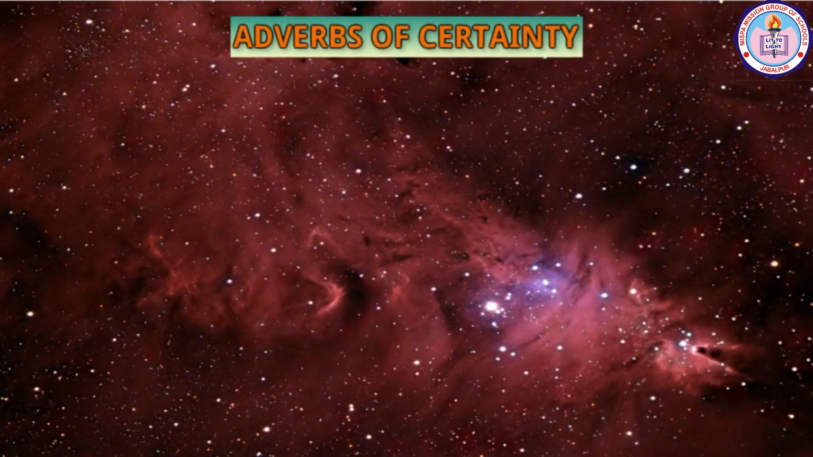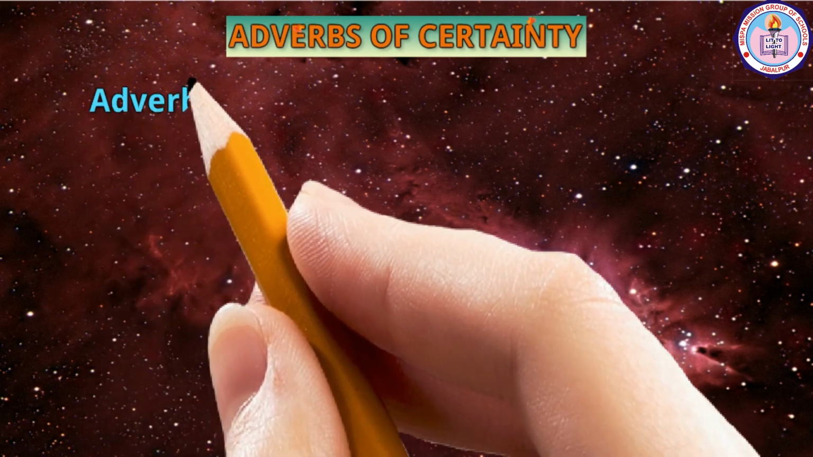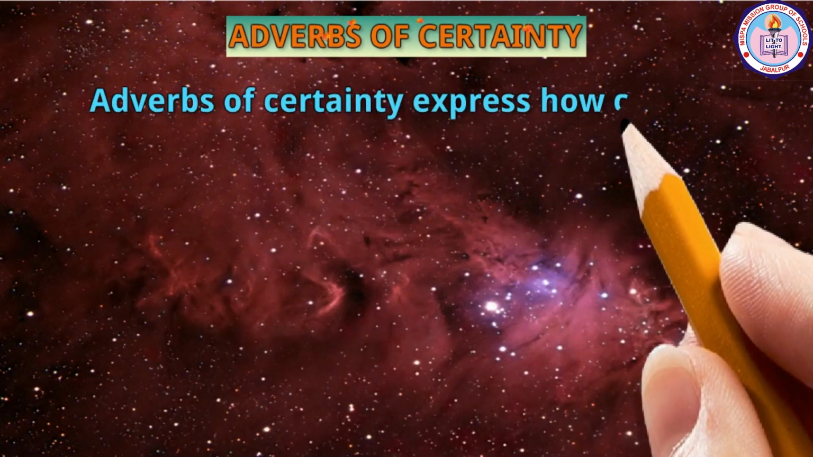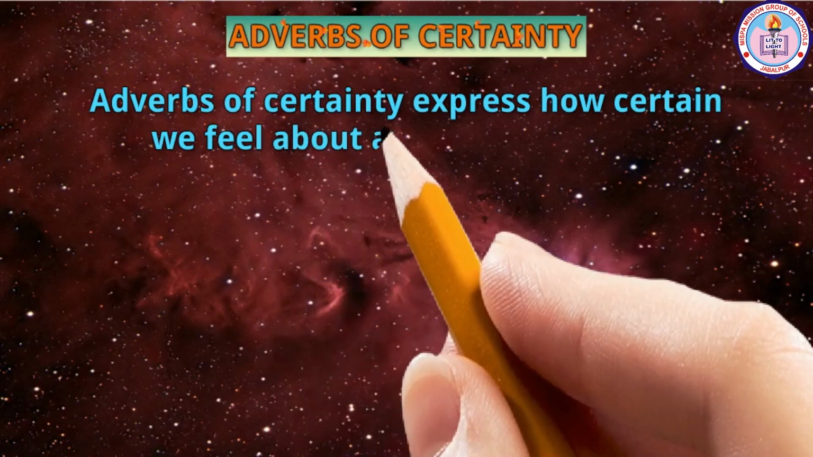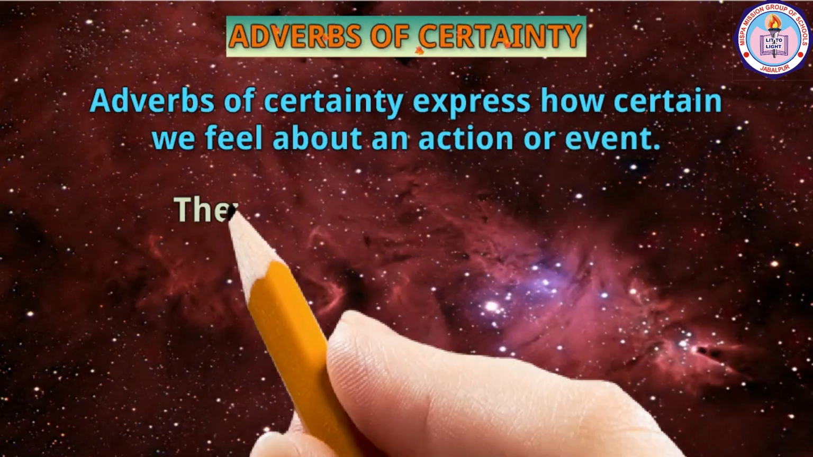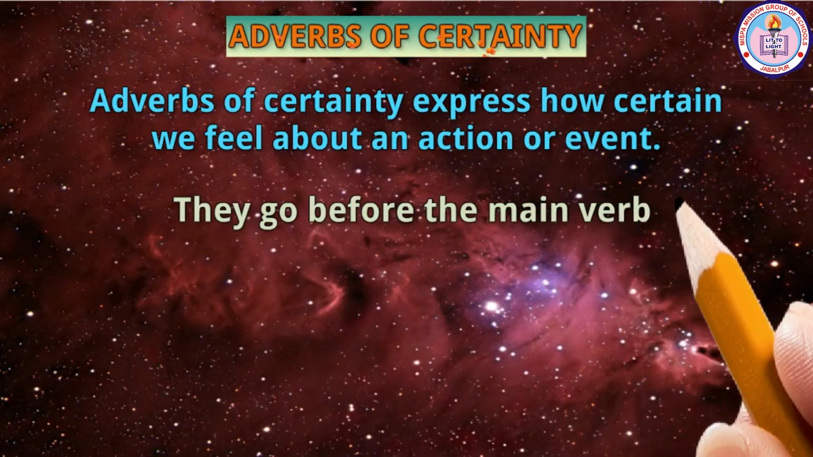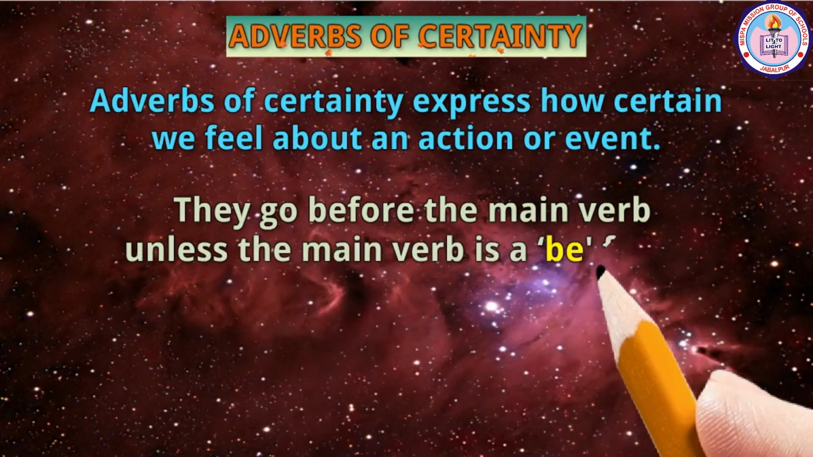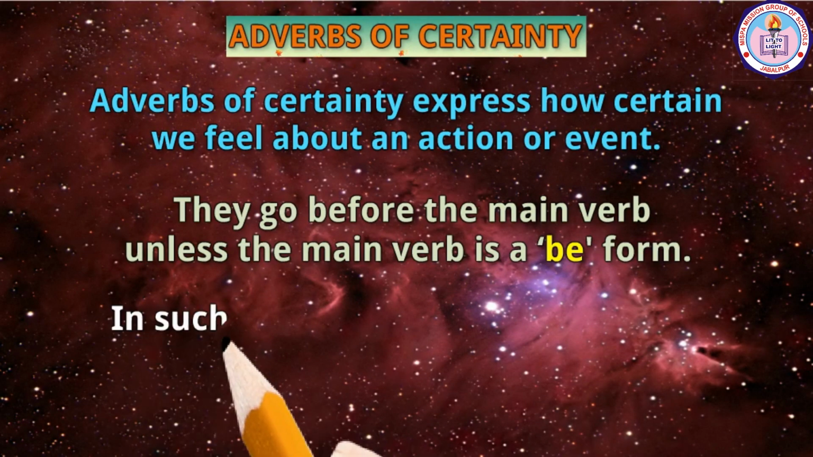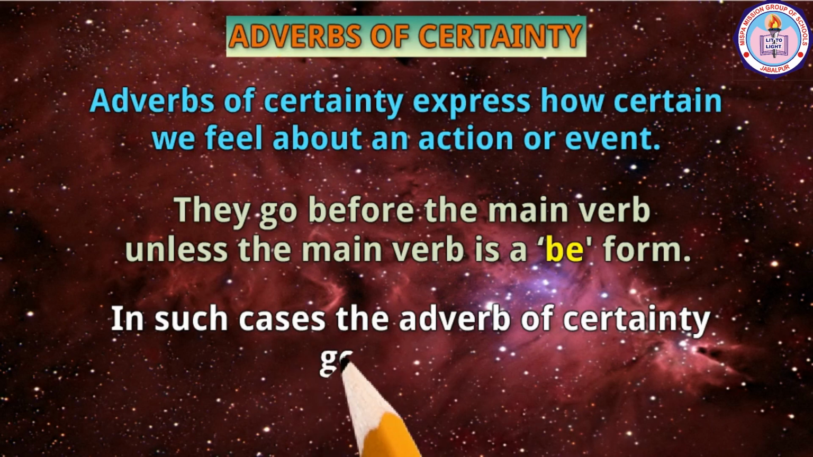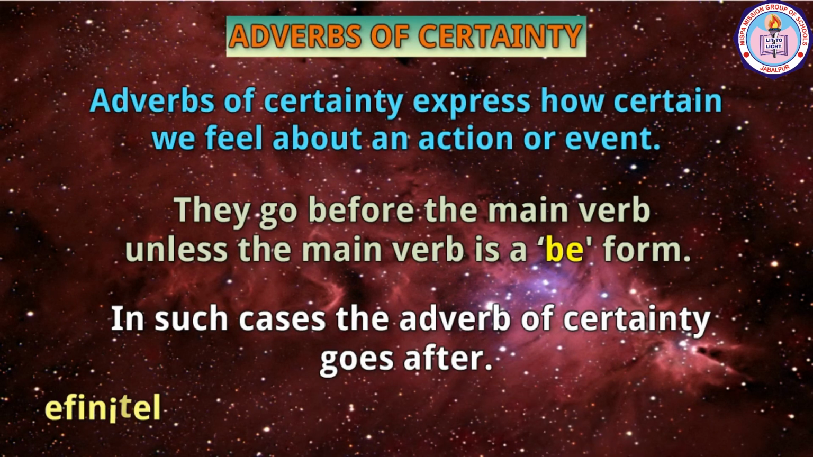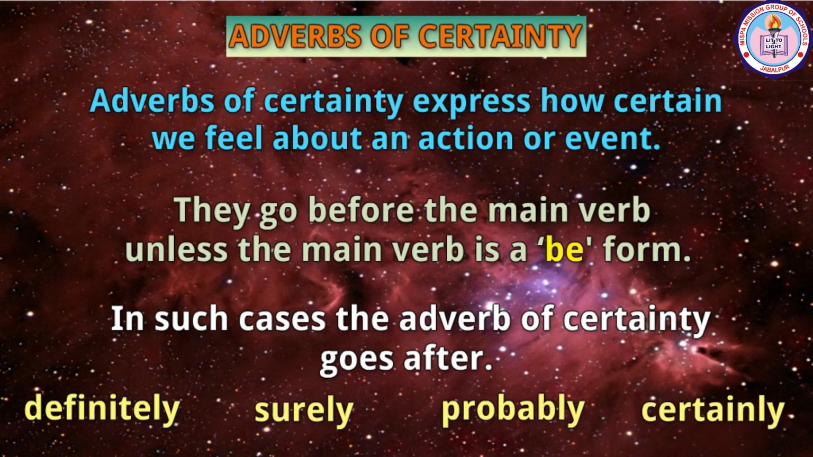Now, let us see what are adverbs of certainty. Adverbs of certainty express how certain we feel about an action or event. They go before the main verb unless the main verb is a be form. In such cases, the adverb of certainty goes after. Examples are definitely, surely, probably, certainly, etc.